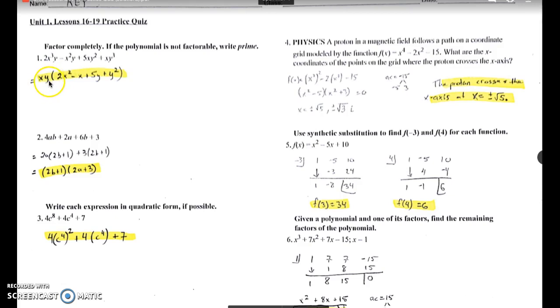So you take those 2 out, and then in parentheses, you're just writing everything that's left over. And once you have this stuff in parentheses, there's nothing really that any of these terms have in common. So there's nothing else that you can take out. So this is your final answer for factoring completely.